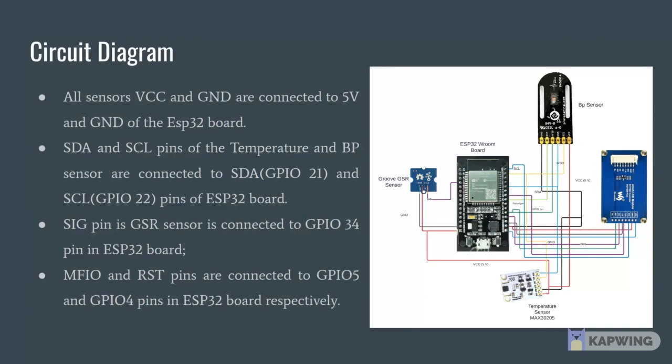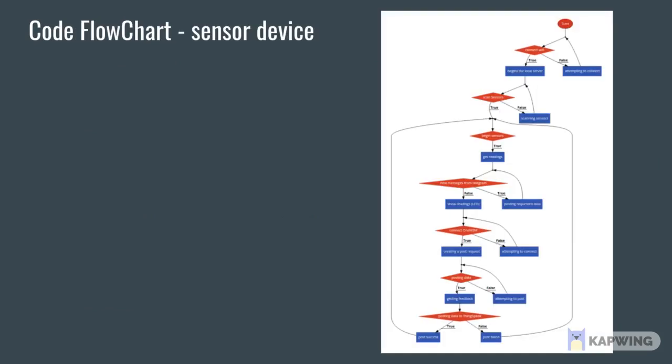The circuit diagram of the device is as follows. So it has all the sensors connected to the respective VCC and GND of the board. It has SDA and SCL pins of temperature and BP connected to SDA and SCL of ESP. The SIG pin of GSR is connected to GPIO 34, and MFIO and RST pins are connected to GPIO 5 and 4 of ESP32.